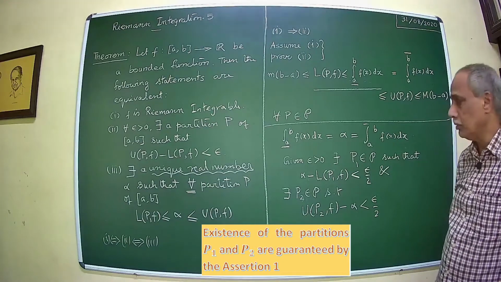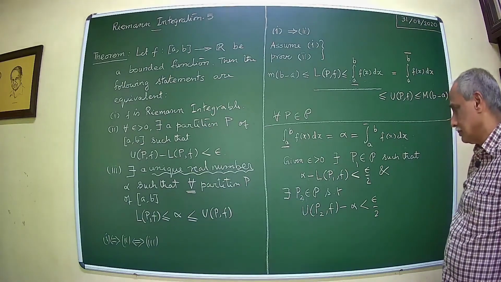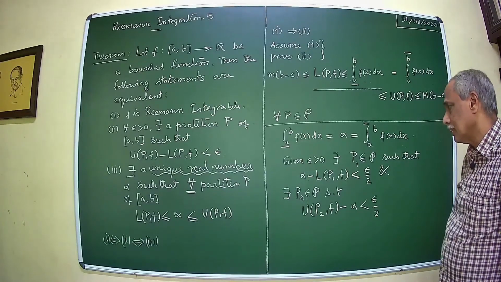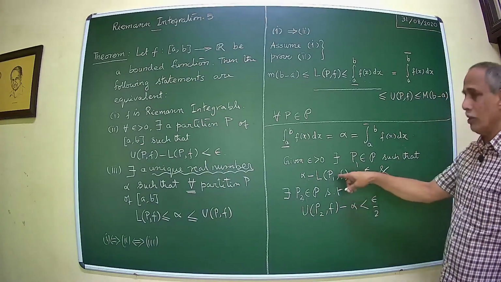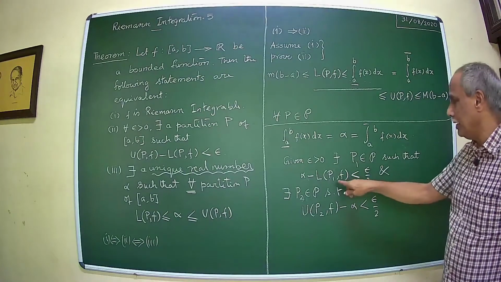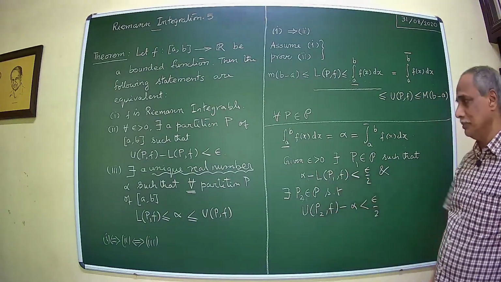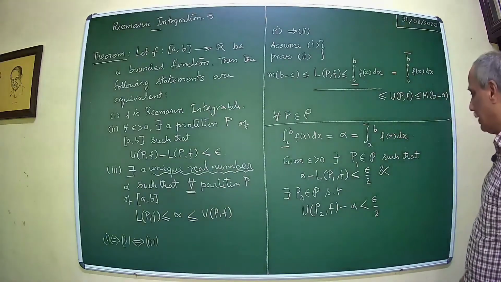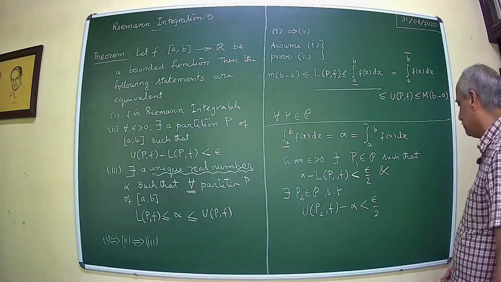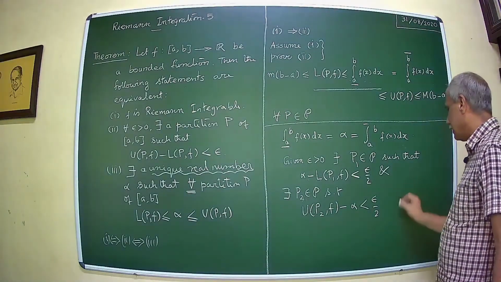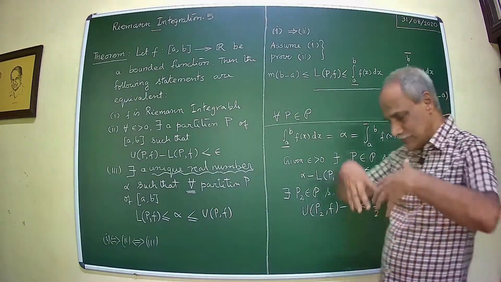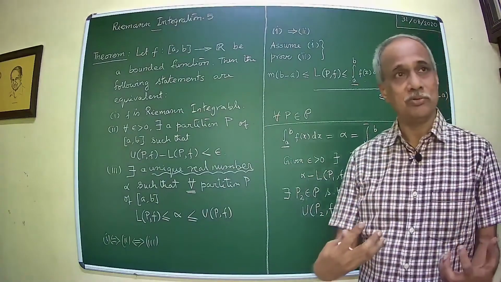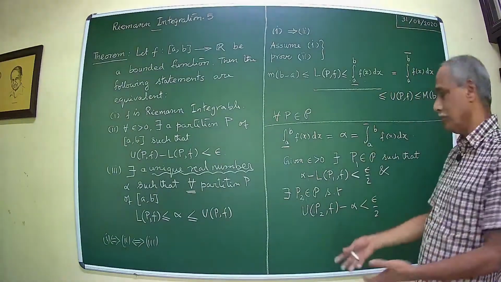Okay? So what do you do next? Now you see that we have not got the P. We have got only a P1, a P2. And our statement is that there exists a P. So what do you do? See, you look at this one. So you want to construct a P from this P1 and P2. Is it possible to do it so that the same sort of inequalities work?